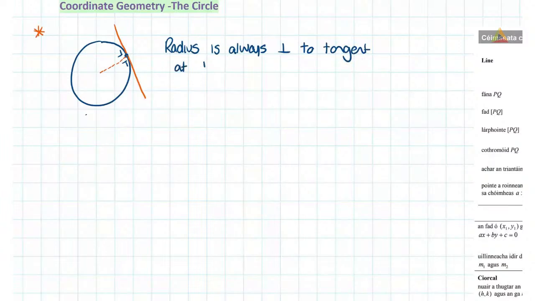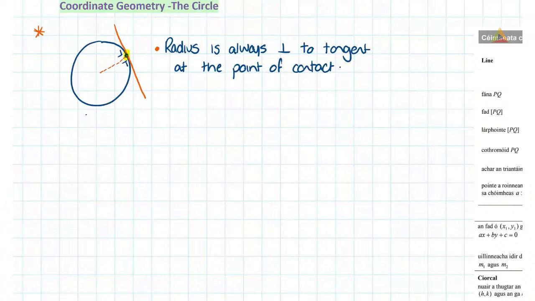What I mean by the point of contact is where the tangent touches the circle. It's right there in this case. That's a theorem from our Junior Cert studies. The radius is always going to be perpendicular to the tangent at the point of contact. And that becomes quite useful when we're looking at slopes of radii and slopes of tangents.